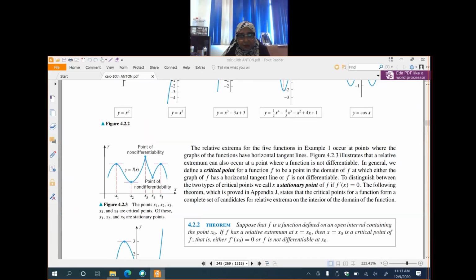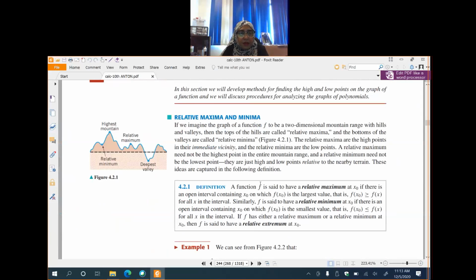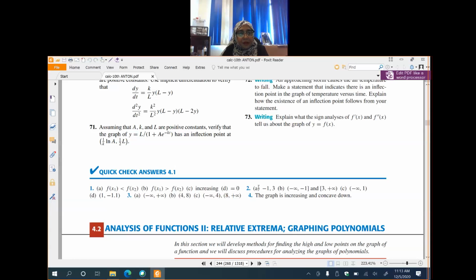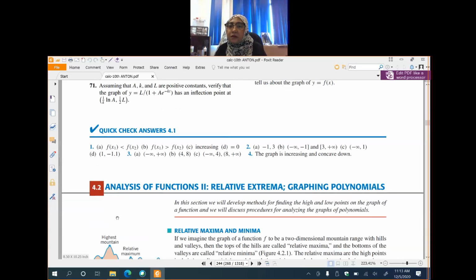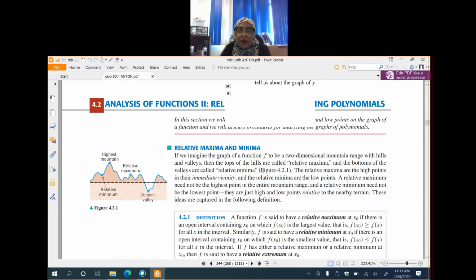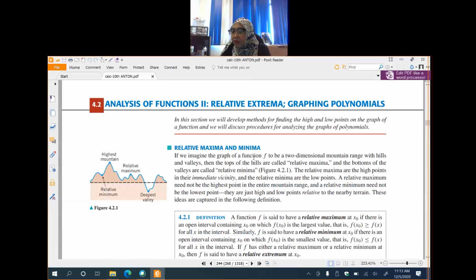Okay, last week we stopped at relative extrema and graphing polynomials. Before this, last week, we learned that we will have f prime of x equal to 0 at its minimum or maximum.